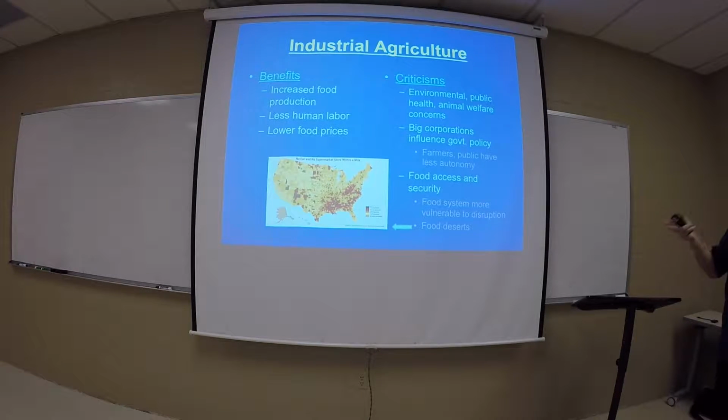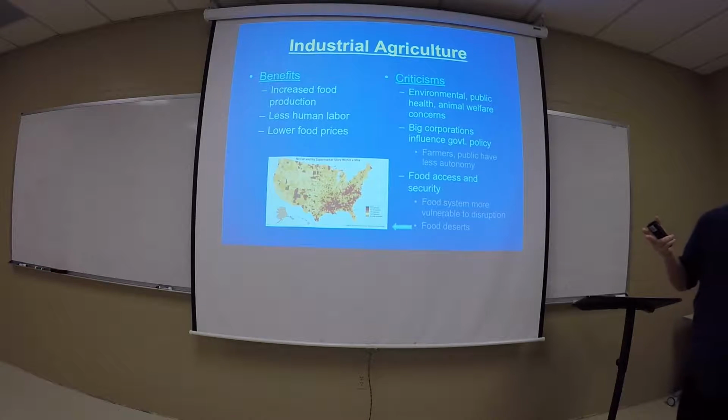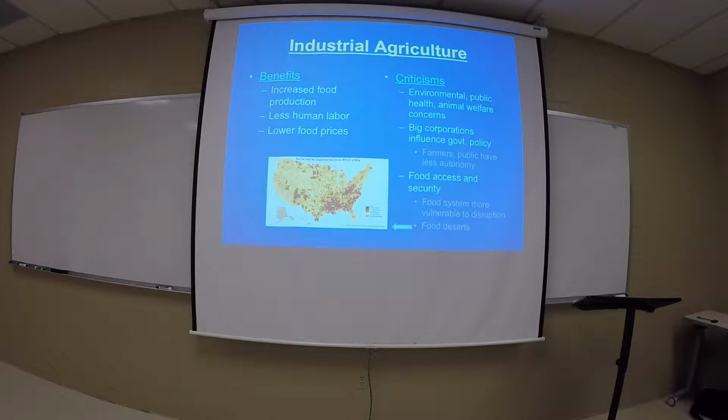Also, some people are concerned that now we have large corporations that are influencing government agriculture policy. So increasingly, farmers and the public have less control over how food is produced and sold and marketed. Also, there are concerns about food access and security. Some people think that this industrial system is more fragile and more vulnerable to disruption.